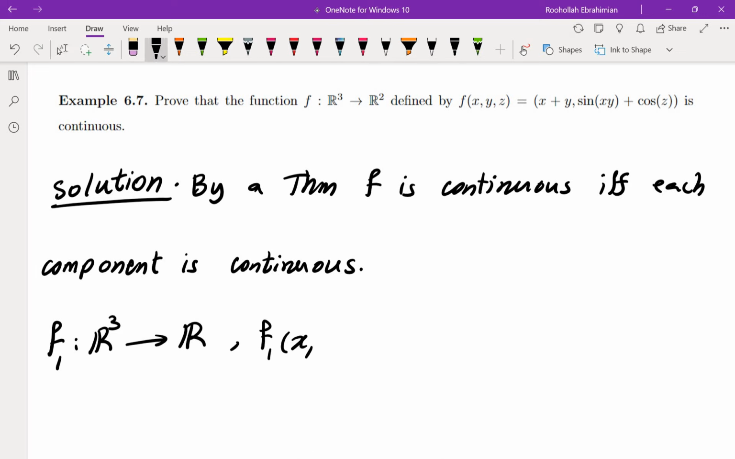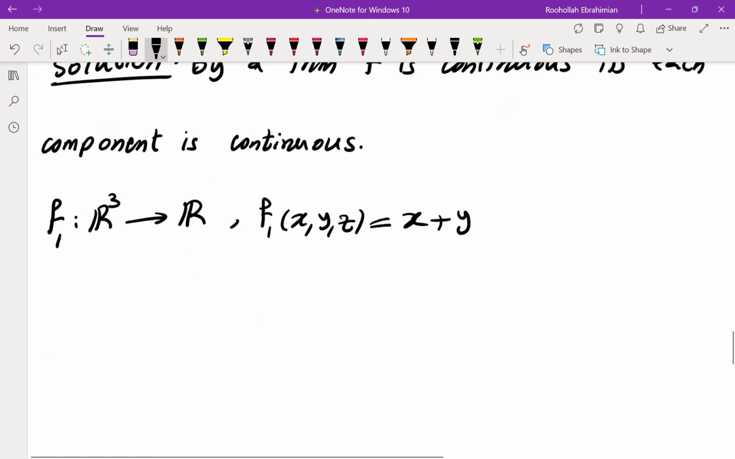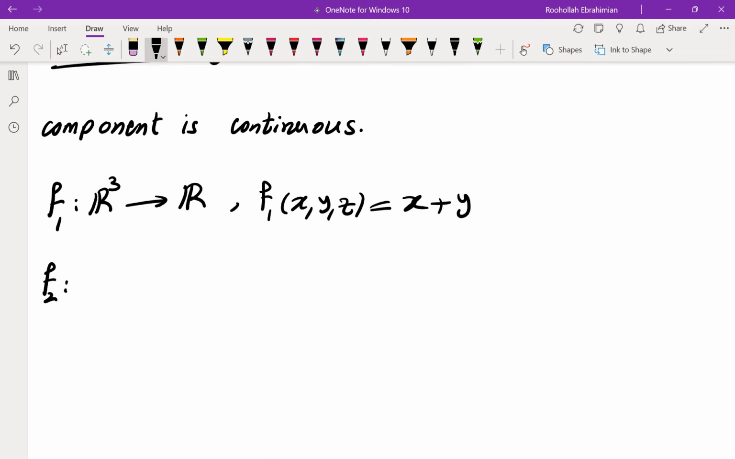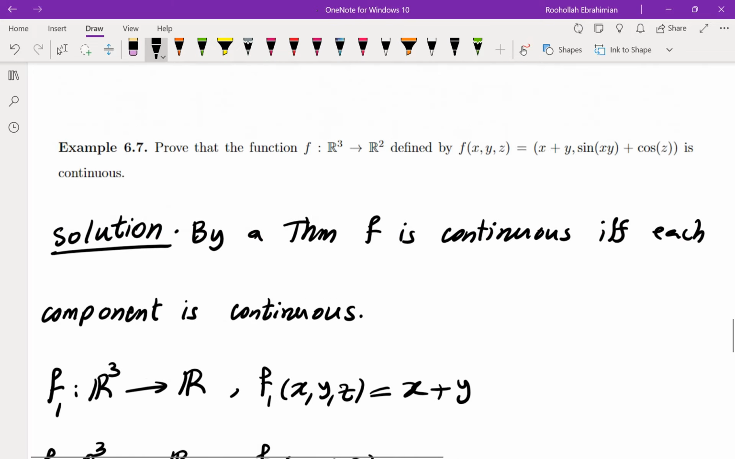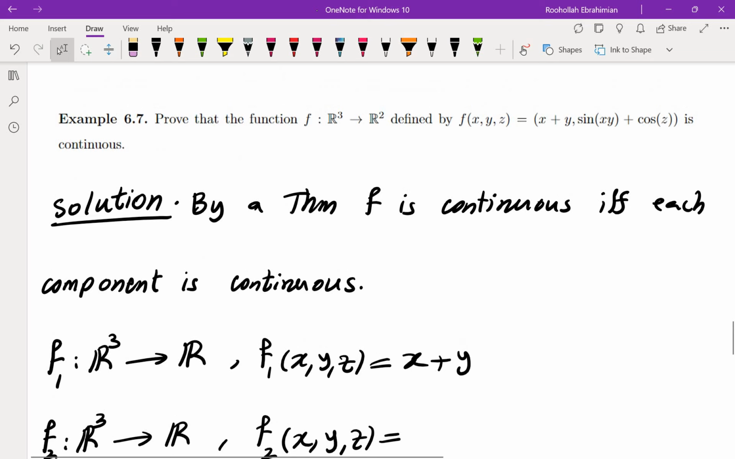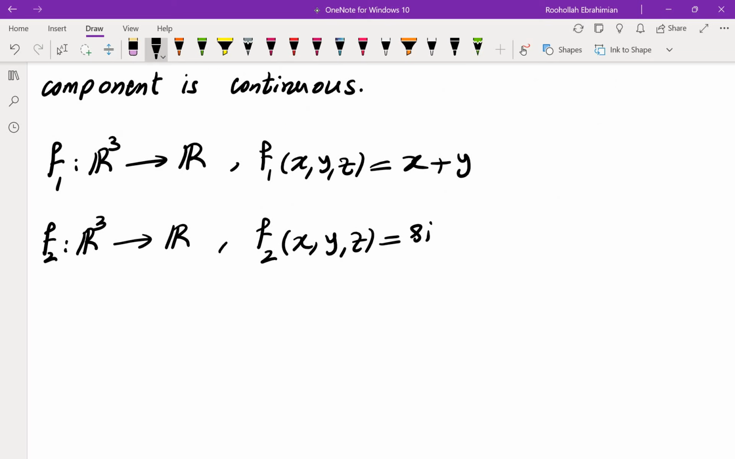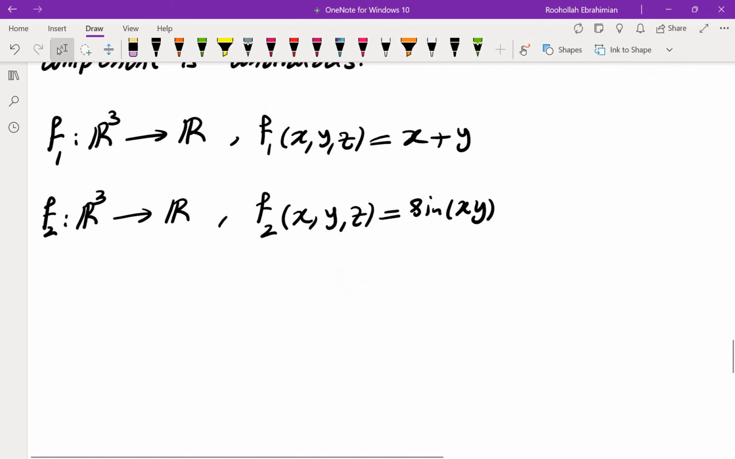f1 of x comma y comma z is equal to x plus y. f2 from R3 to R is given as f2 of x comma y comma z equals sine of xy plus cosine of z.